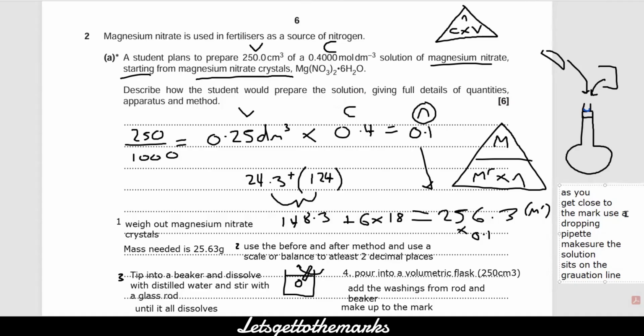And what are we talking about? Make sure, I should really say here, the meniscus of the solution, the meniscus, that's a nice A-level word, of the solution sits on the graduation line. And so that's going to get me extra marks.